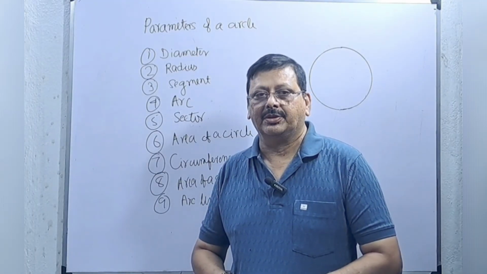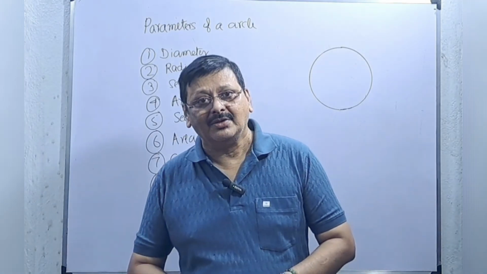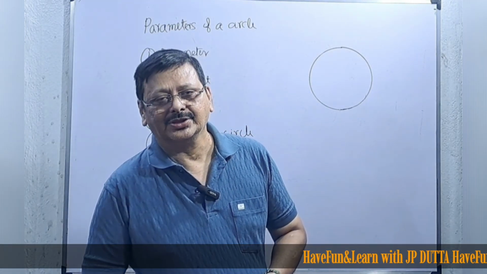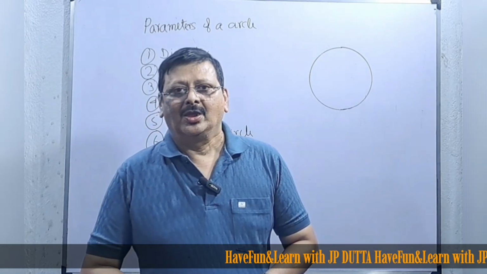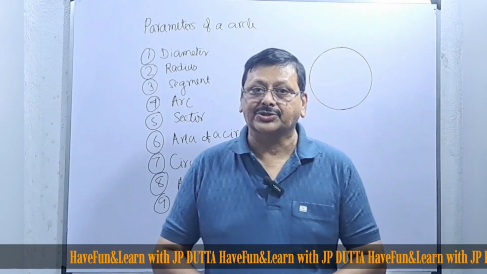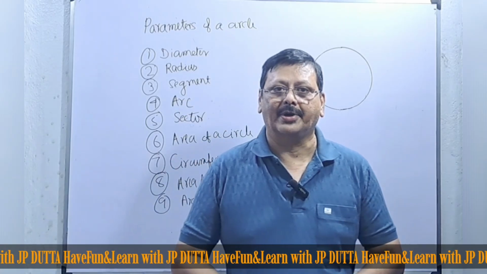Diameter of a circle, radius of a circle, area of a circle, circumference of a circle, sectors, all these are parameters associated with a circle. Today, we'll get friendly with these terms associated with circle and learn more about it.